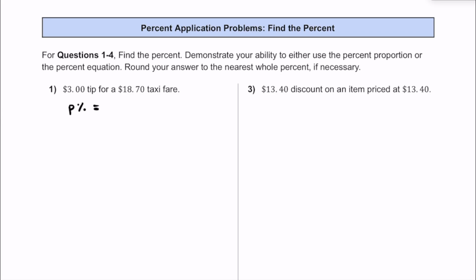Now in terms of the tip here, let's see if we can find out what the tip is representing. Well, this $3 tip has got to be the part, right? It doesn't really make sense for it to be anything else. So we're going to say that A is going to be equal to 3. That's the $3 part here. And that's going to be of what? It's going to be of an $18.70 taxi fare. So hopefully it makes sense. This is the total price of that taxi ride, and so B is going to represent that, and it's going to be 18.7.